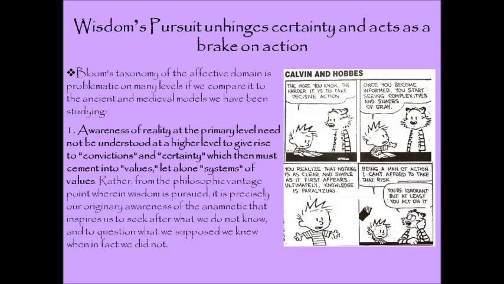So, Bloom's taxonomy of the affective domain is problematic on many levels if we compare it to the ancient and medieval models we have been studying. Don't forget, wisdom's pursuit unhinges certainty and acts as a brake on action. This is what we're trying to contend here. Number 1, awareness of reality at the primary level need not be understood at a higher level to give rise to convictions and certainty, which then must cement into values, let alone systems of values.